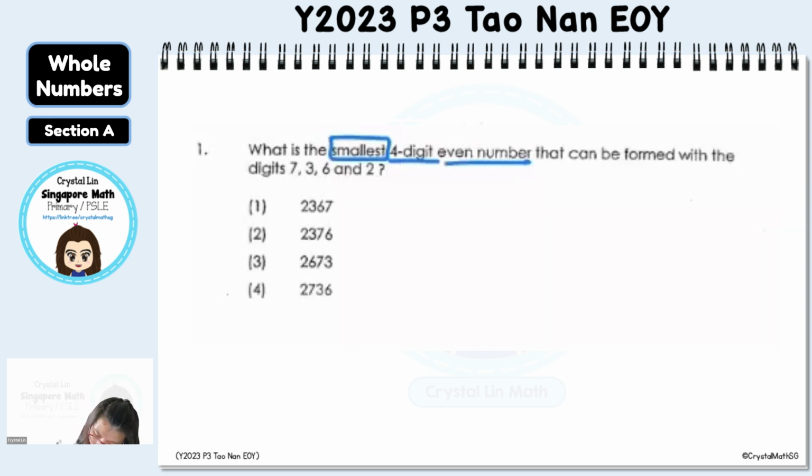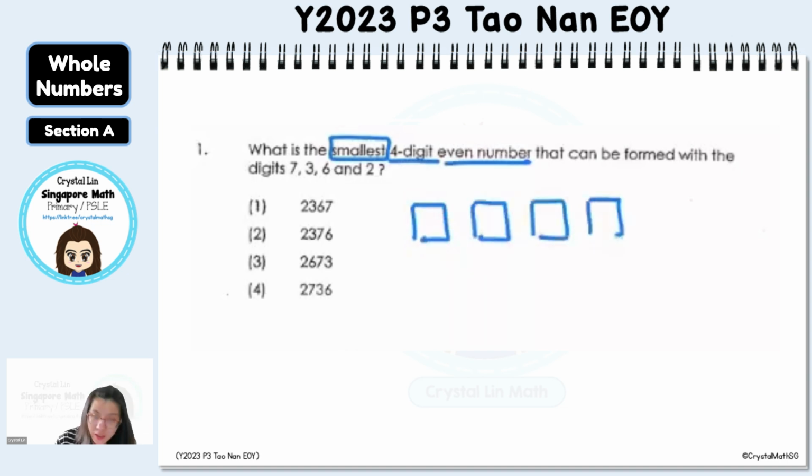So how many digits are there? There are 4 digits, 4 boxes, okay? And you want the last value to be an even number. So what is an even number? Even numbers are 2, 4, 6, and 8. Don't forget your 0. Okay? So based on this question, we have 2 and 6 being the even numbers. So we know that the last digit can only be 2 or 6. Okay, you can write it below, 2 or 6.